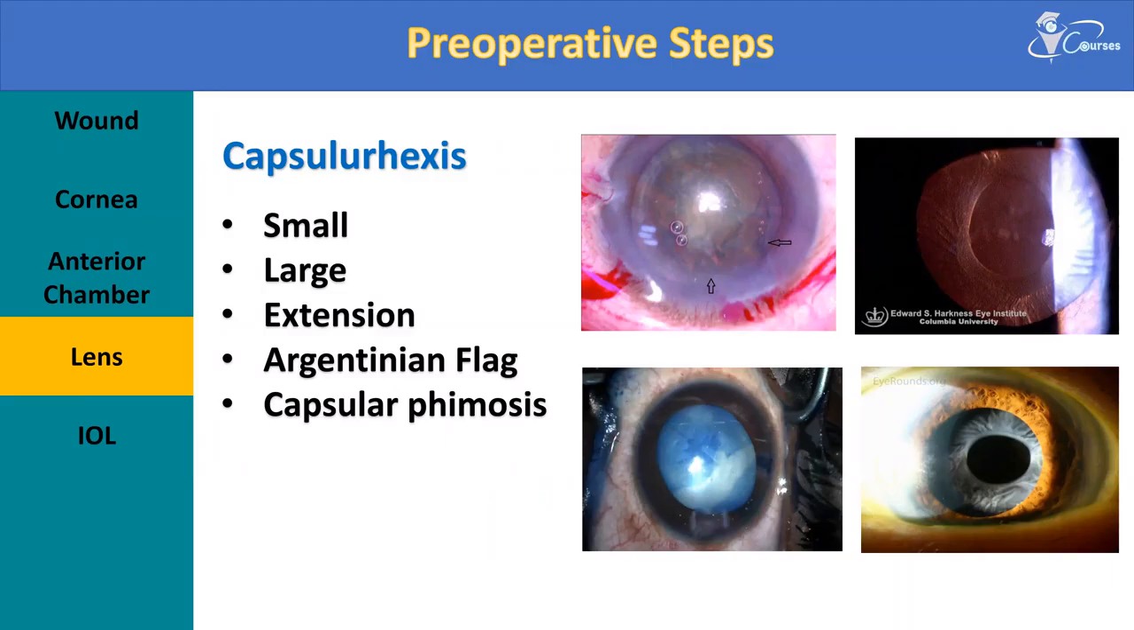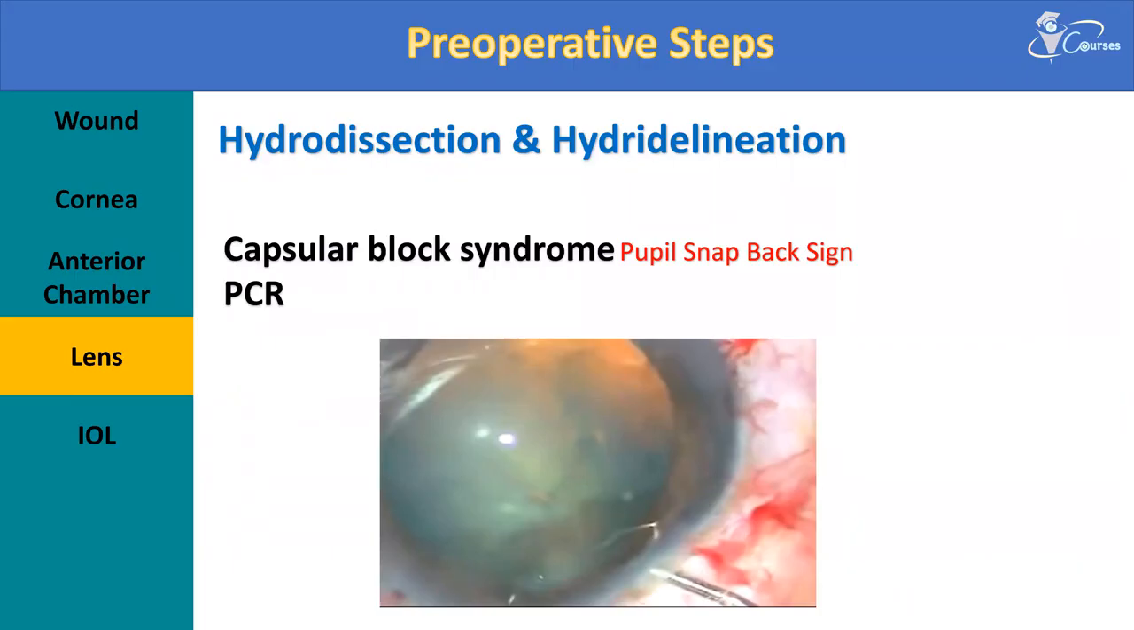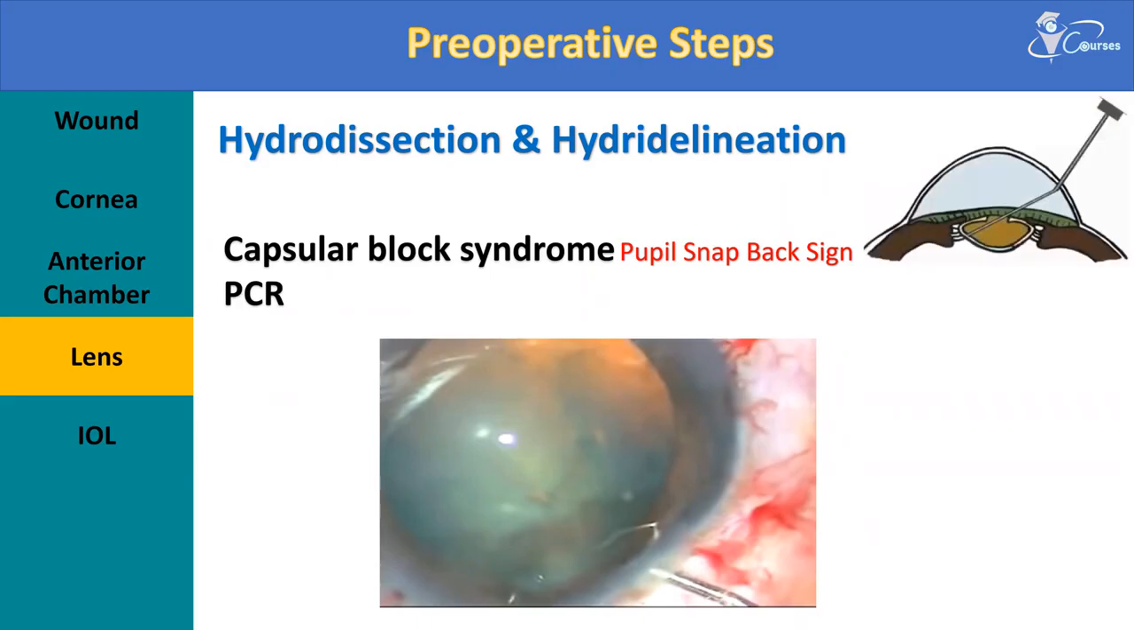The capsular phimosis is a result from small rexes. Yes, capsular phimosis can occur due to many risk factors like fluid exfoliation and also small rexes. The next step is the complications regarding the lens and the capsule during hydrodissection and hydrodelineation. This can result in what's called capsular block syndrome.